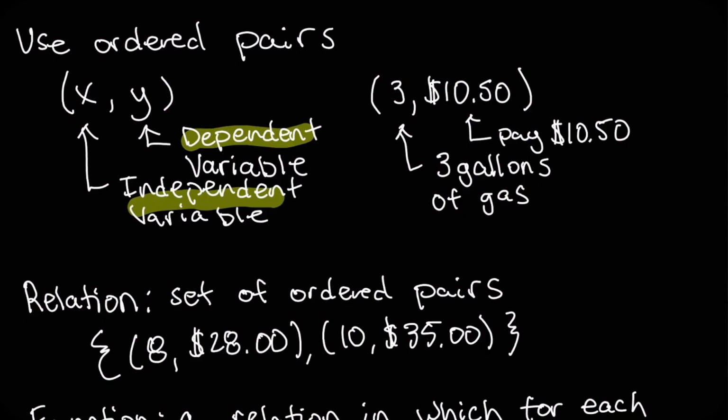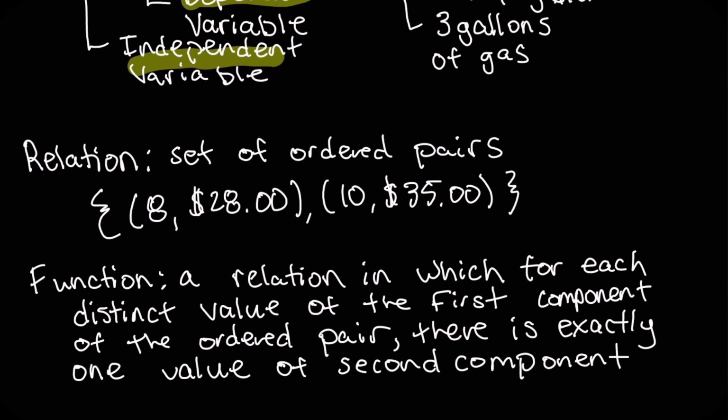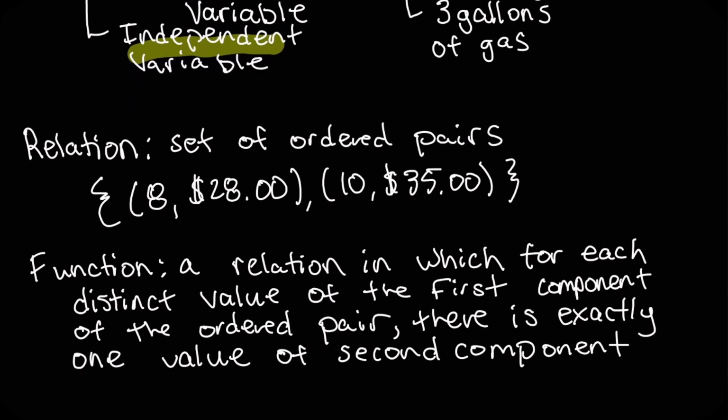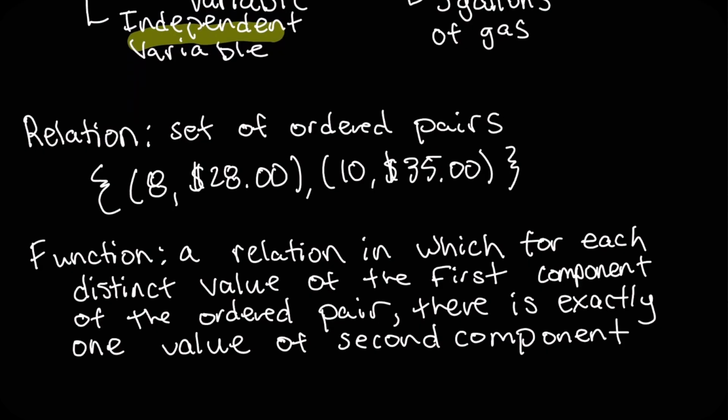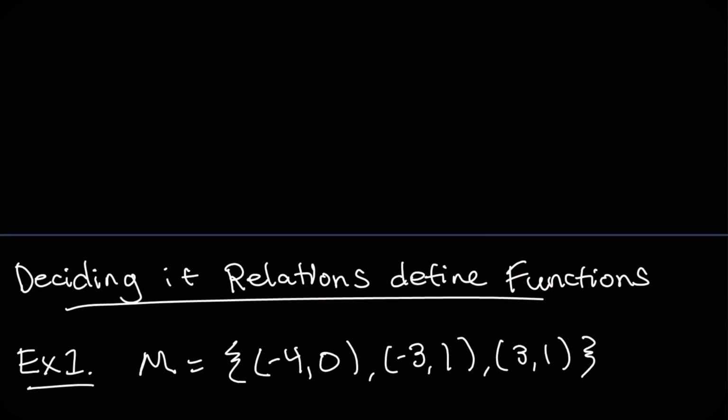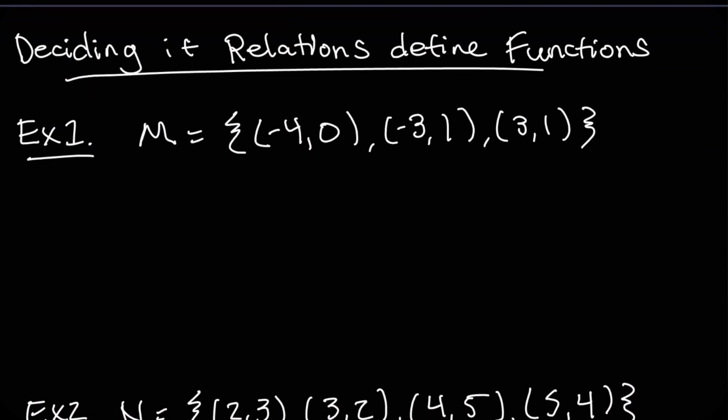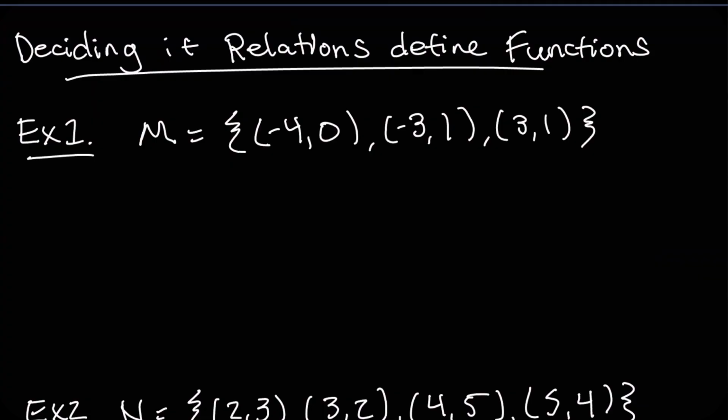So next thing we have is a relation. A relation is a set of ordered pairs, for example, (8, 28) and (10, 35), representing the amount of gallons of gas and the prices that we're going to have to pay. A function, on the other hand, is a relation in which for each of the distinct values of the first component of the ordered pair, there's exactly one value of the second component. So we'll take a look at a couple of examples to see if these relations define functions.